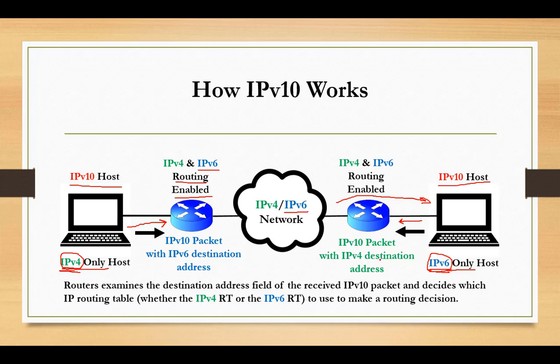The IPv6 only host will encapsulate the source address IPv6 and the destination address IPv4, and send the IPv10 packet to the router, to the default gateway, because it will consider the destination as an IP address in a different subnet, so it has to send it to the default gateway, which is a router. The router will examine the destination IP address, which is an IPv4 address, so it will use the IPv4 routing table and find a matching entry. If a matching entry is found, it will route the packet through the IPv4 network until reaching the IPv4 only host.